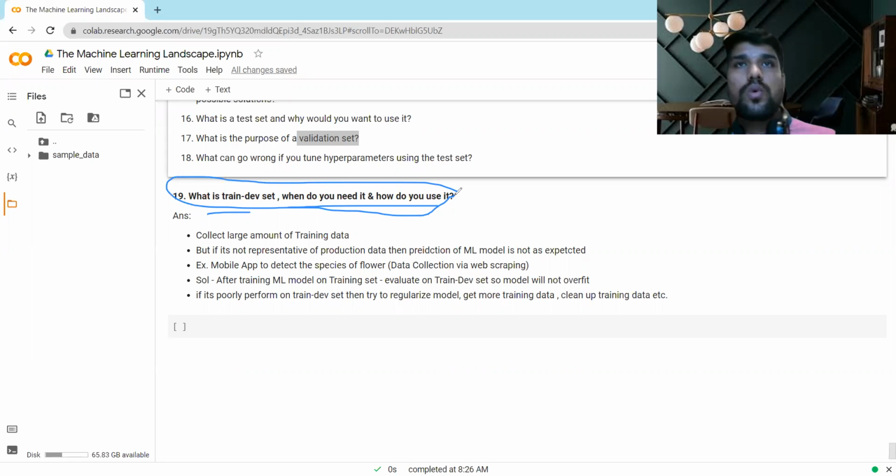Okay, so this train dev set concept was brought by Andrew Ng sir. Everyone knows Andrew Ng sir, and he gave this concept of train dev sets. So what does train dev set mean? We know the training set, we know the test set, we know the validation set. Now what is a train dev set? Let me explain the scenario.